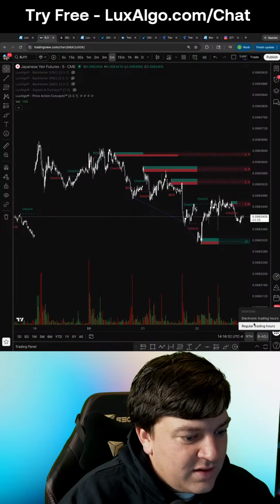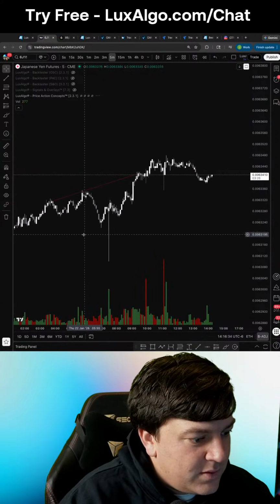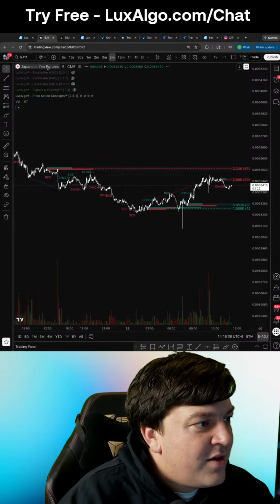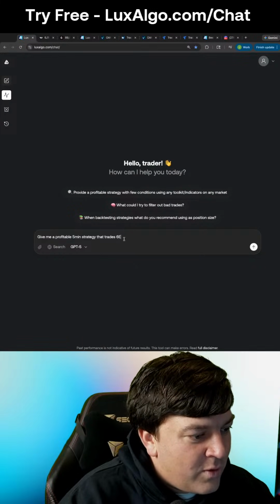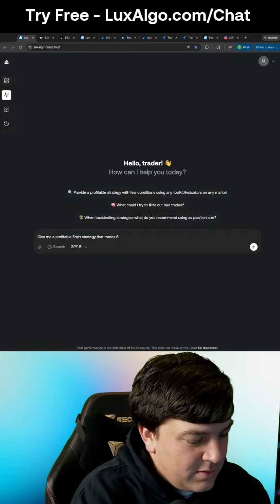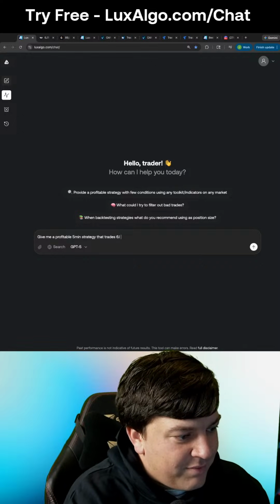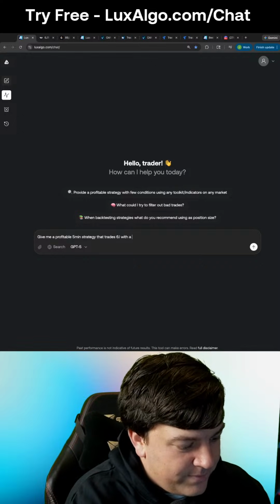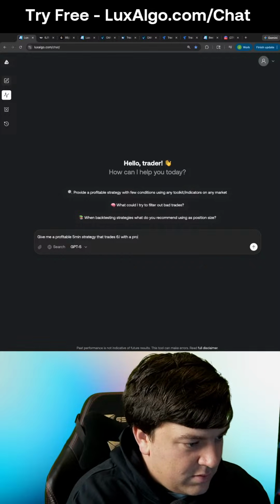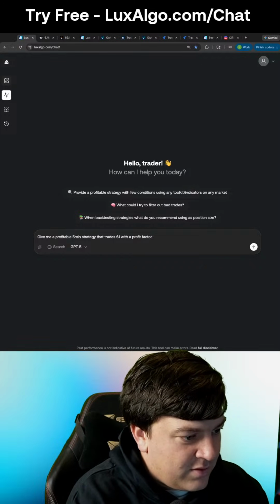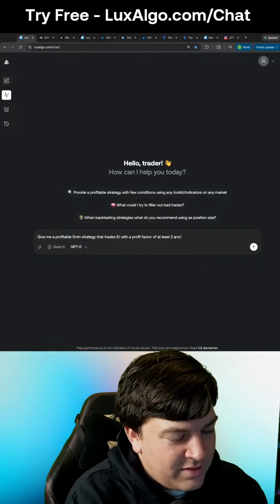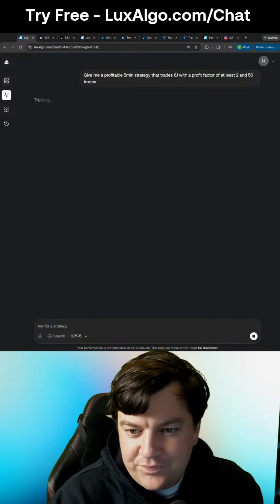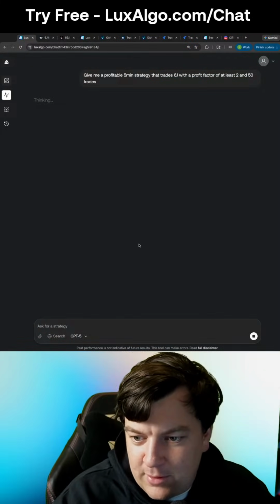Now, let me extend. It's pretty common in how it's done. It hasn't been crazy volatile. So if that's a lower one, I could say the 6J here. Give me a profitable 5-minute strategy that trades the 6J with a profit factor of at least 2, and let's say 50 trades. We can do XAU as well.